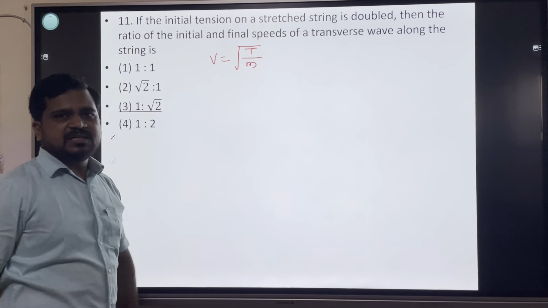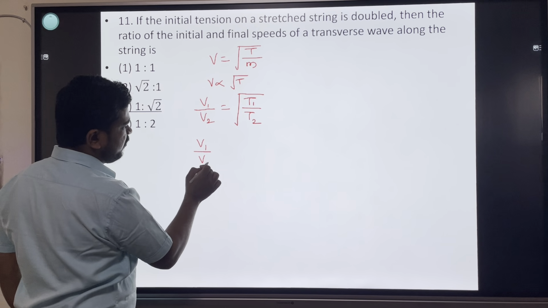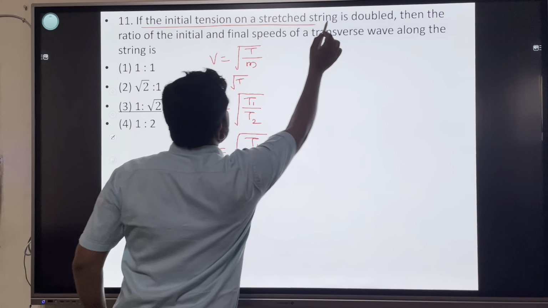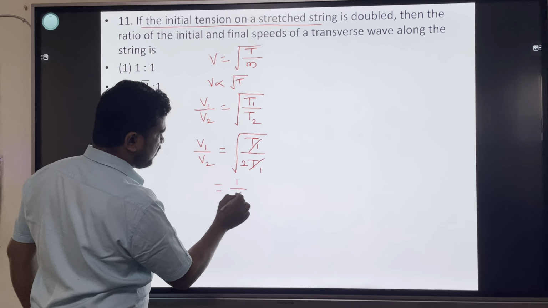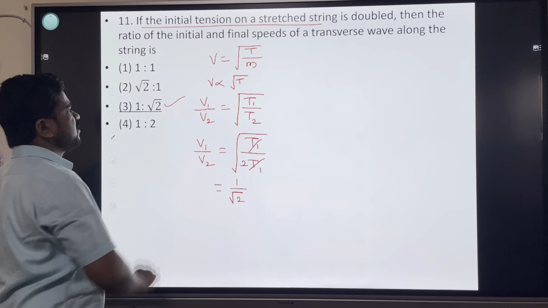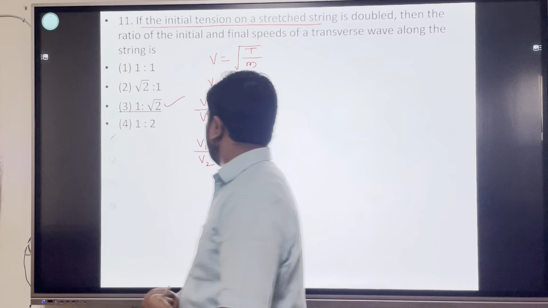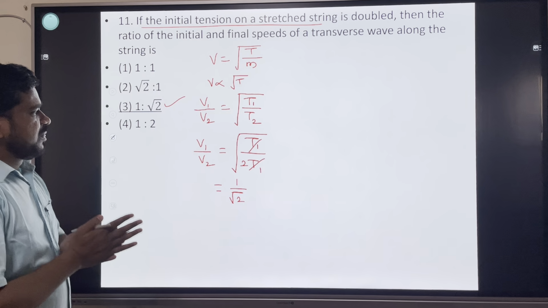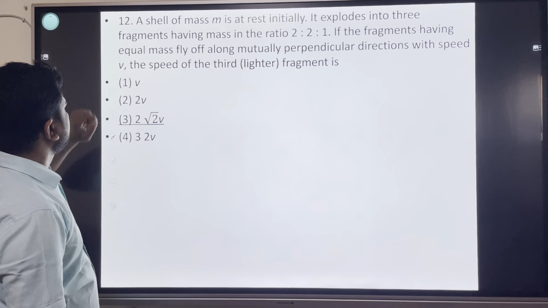Initial speed and final speed is equals to square root of t1 divided by t2. v1 upon v2 is equal to initial tension is t1, new tension is doubled, 2 times t1, t1 cancel, 1 upon square root 2. Answer is option number 3. Very easy question. नेक्स्ट, नोट करते चलो, नहीं तो स्क्रीनशॉट लो, रिवाइज करो.